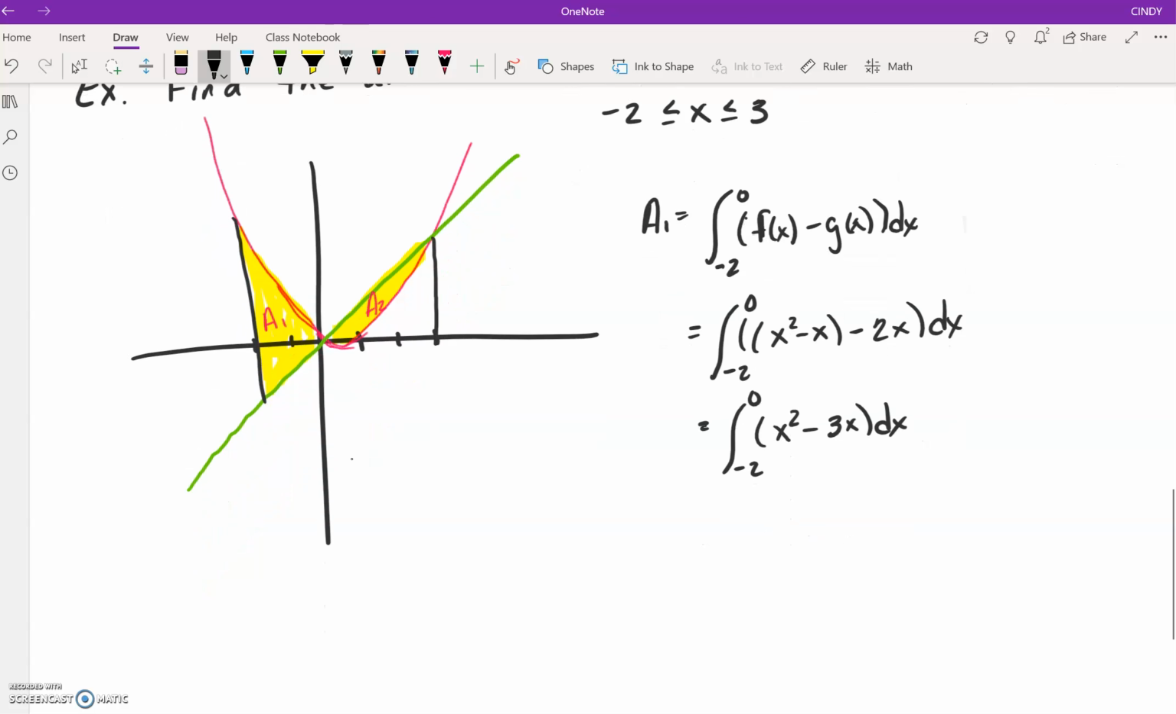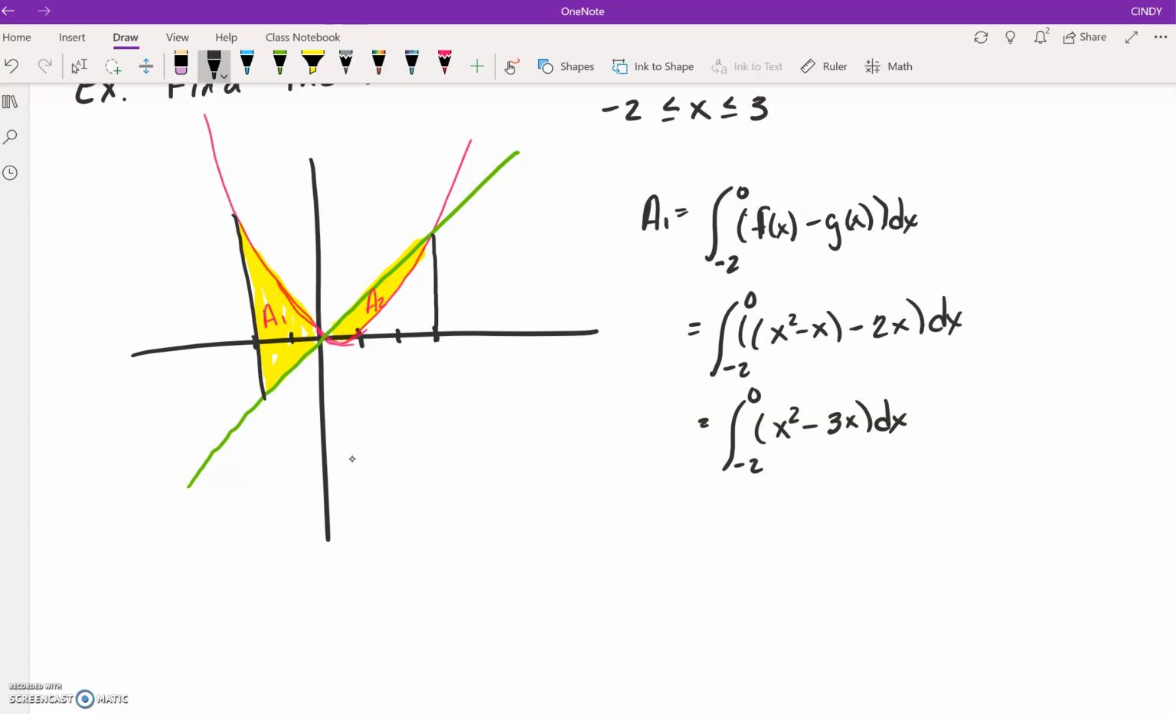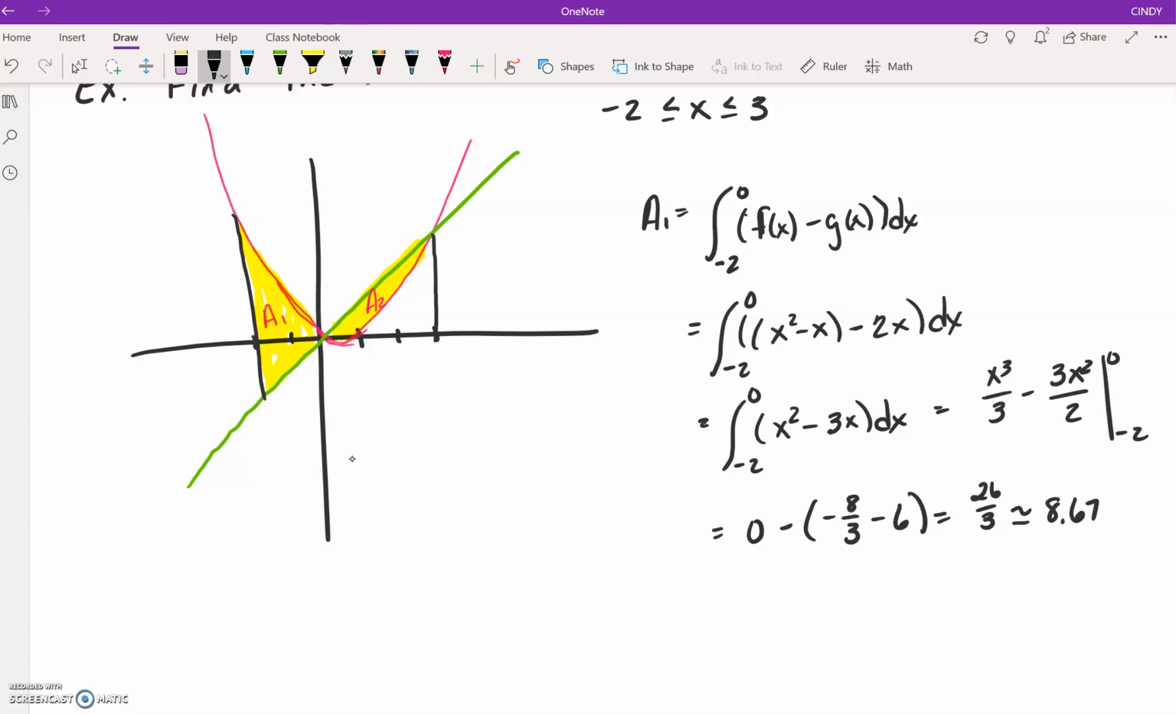And then we can integrate. This is x cubed over 3 minus 3x squared over 2. And I want to evaluate between negative 2 and 0. Okay, that gives me 0 minus a negative 8/3 minus 6, which is 26 over 3, which is about 8.67.